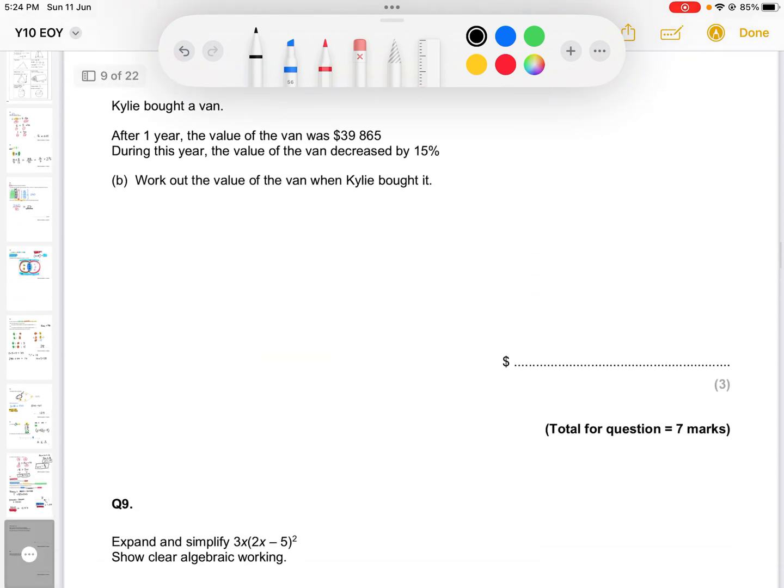Part B. Kylie bought a van. After 1 year, the value of the van was $39,865, and during this year, we are told that the value of the van decreased by 15%. Work out the value of the van when Kylie bought it. So in other words, work out the value of the van in the past.